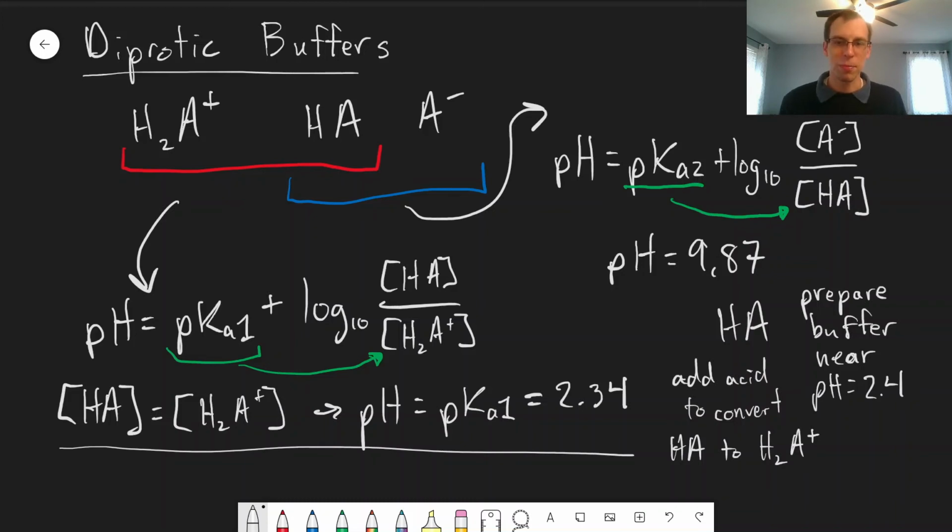All right, so that's it for diprotic buffers. Very similar to monoprotic species, just need to recognize that you'll have specific conjugate acid-base pairs present at different pH values. And we can get the range of pH values we'd expect by using the middle point where we have equal concentrations of them. There'll be a spot in between. So between pH 2.34 and 9.87, we primarily just have HA, and it doesn't make a good buffer. So it's going to depend on the specific diprotic system that you're looking at, what those specific values are.